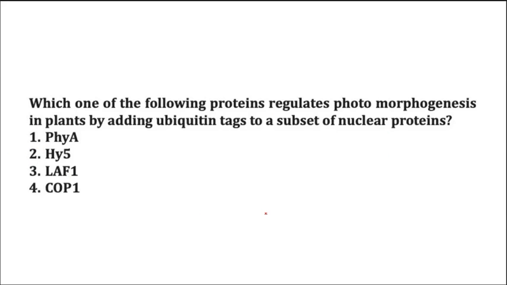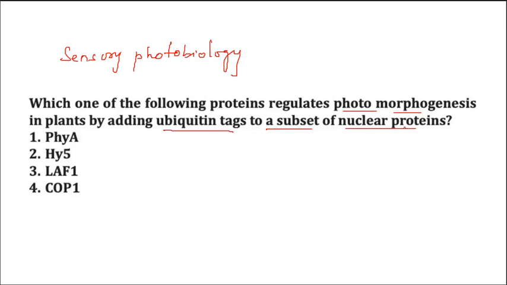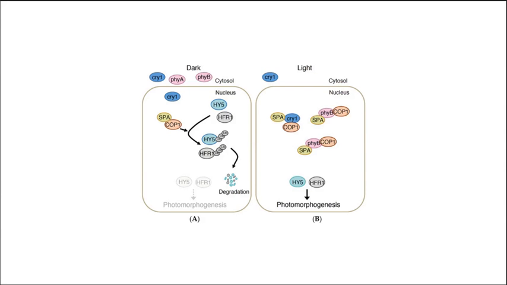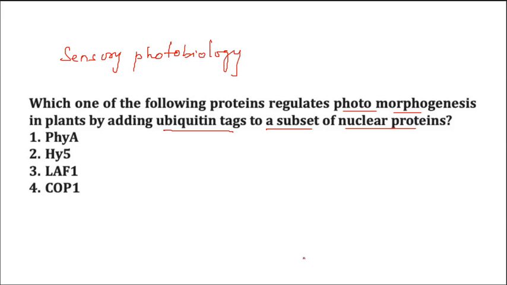Next question, this is from sensory photobiology. Which one of the following proteins regulates photomorphogenesis in plants by adding ubiquitin tags to a subset of nuclear proteins? So see here, I have to let you know the detail first. Now this is a very interesting question. It is asking which protein adds the ubiquitin tags to the nuclear proteins so that photomorphogenesis is regulated. So let's see a picture.